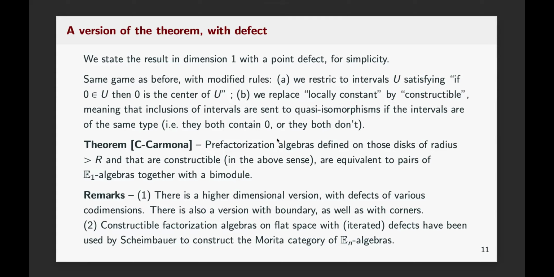So there's a version of this theorem with defects or with boundaries, a theorem that we proved with Victor Carmona. I'm not going to explain this in full generality. I'm just going to explain it in dimension 1. So now you take the real line and you assume that there are point defects.